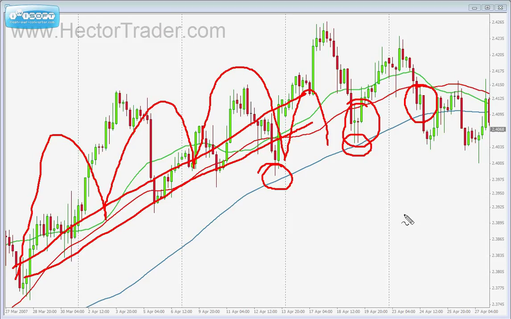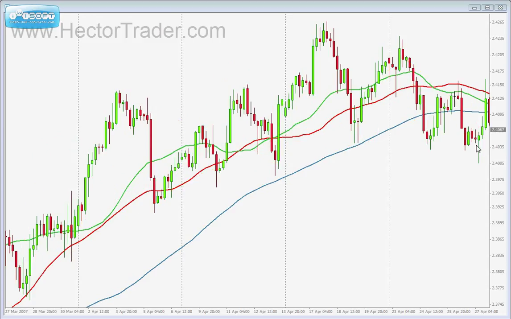Guys, keep an eye on that. It's important. It might save you from entering trades. You might think that this is still an uptrend, and in fact, it was the end of the uptrend. Okay, guys, that's all. Keep an eye on the 50% and the 50 simple moving average. It will keep you away from many losing trades.